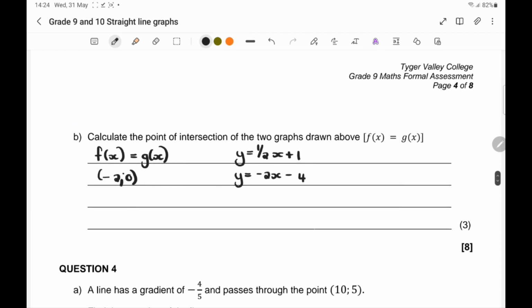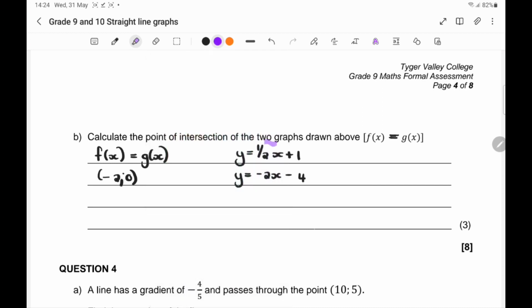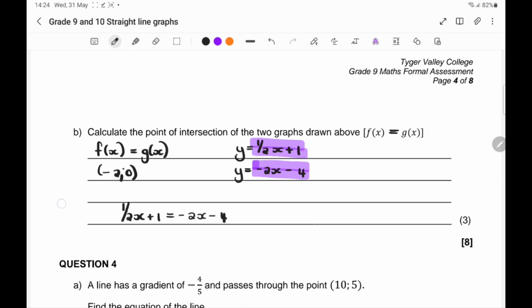Okay, so where the 2 graphs equal each other. So what I'm going to do is I'm going to equal the 2 parts that is given as equal. Y is equal to 1/2 x plus 1 and y is equal to -2x minus 4. So I'm going to equal those parts to each other. So 1/2 x plus 1 is equal to -2x minus 4.